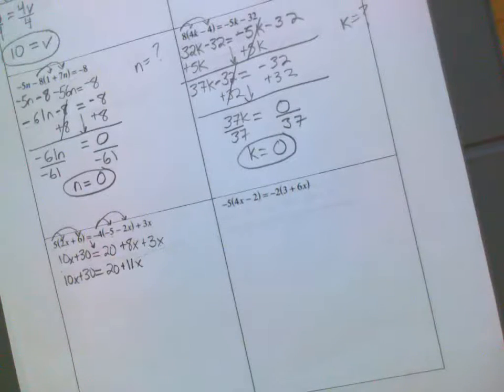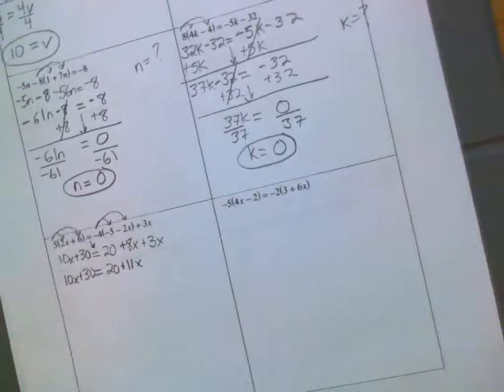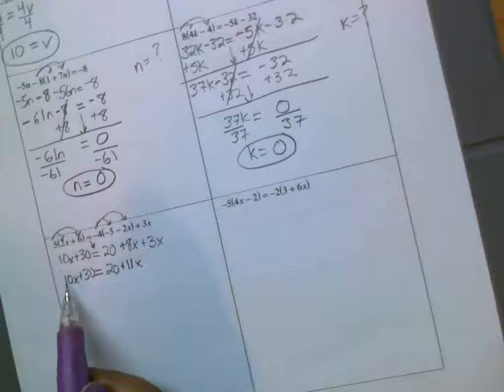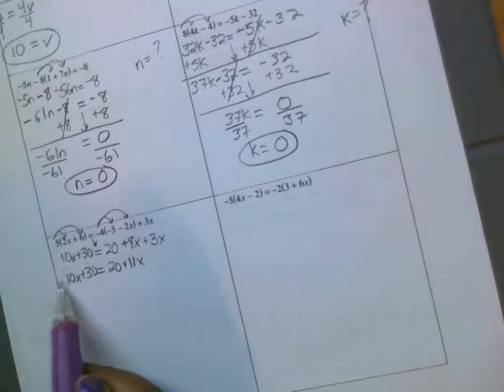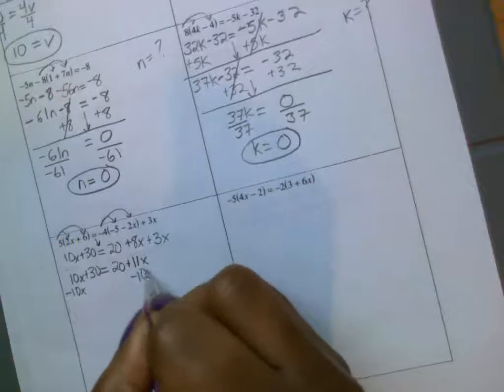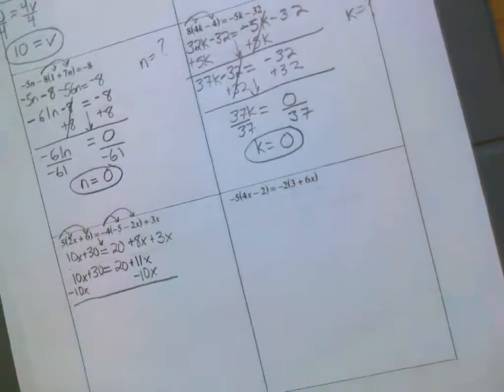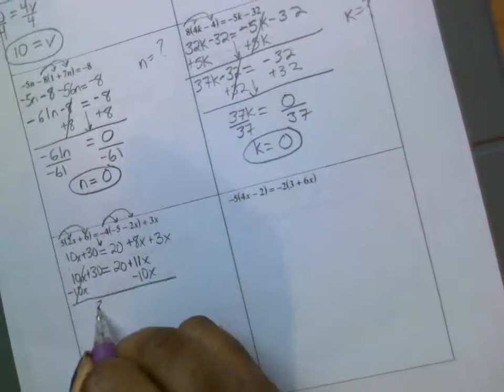Great job. Okay, so now we're going to move the variables to the same side because we have variables on both sides. How do you know to do that, Ms. Reyes? Because I'm reading the steps. Move the variables to the same side. So I'm going to move the smaller one. I'm going to move this 10x to this side. This is a positive 10x. Look at the sign in front of it. So I'm going to do the opposite of that, which is to subtract 10x, just to move it to the other side. When I subtract the 10x, on this side, I'm going to get 0, and I'm left with 30.